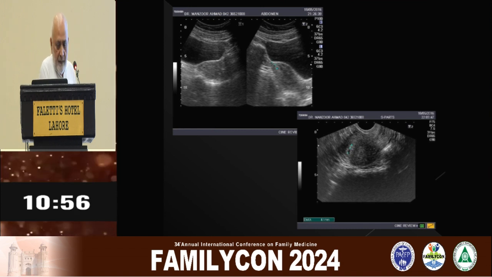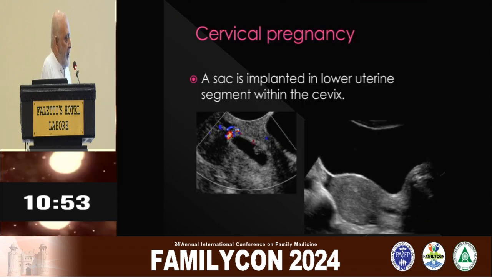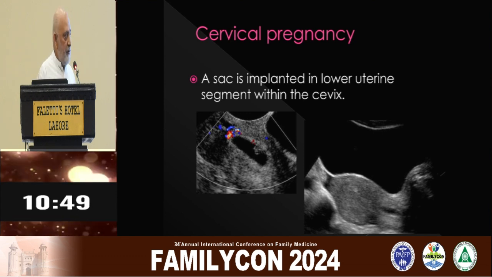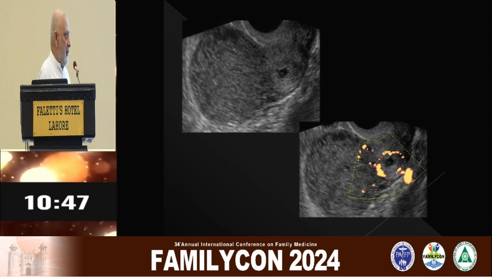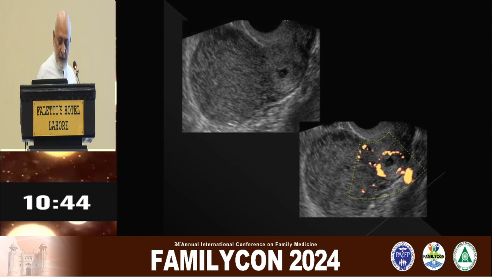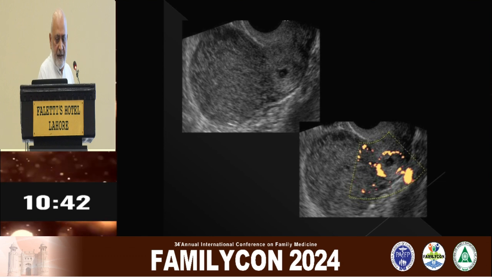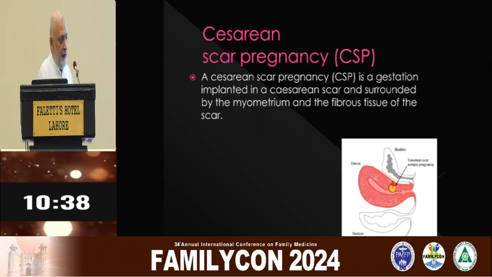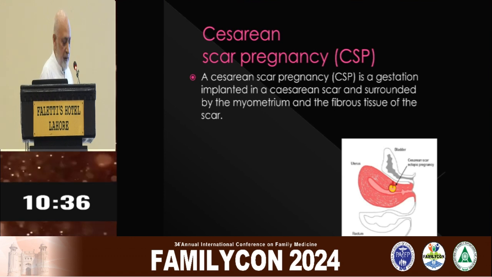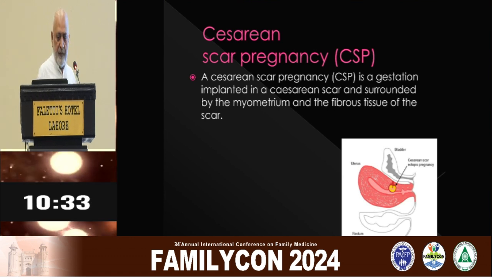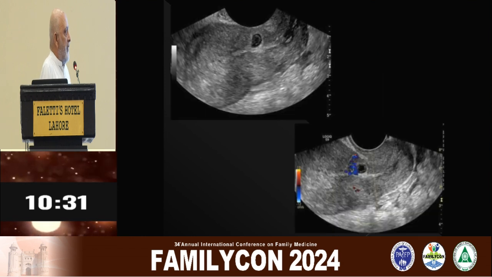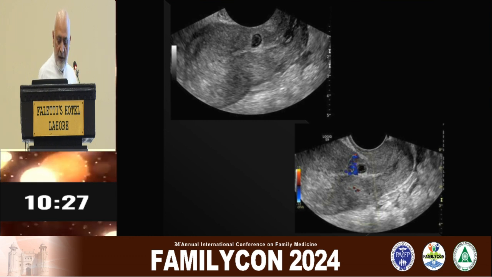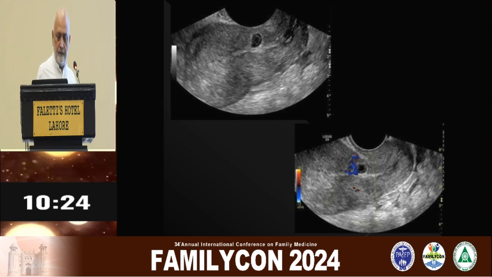In cervical pregnancy, the sac is implanted within the cervix. You can see here, this is the endovaginal scan, the sac is here in the cervix. Then cesarean scar pregnancy is a gestational sac implanted in the C-section scar. As you can see here, again there will be thin myometrium around, and this will be close to the scar, close to the isthmic area.